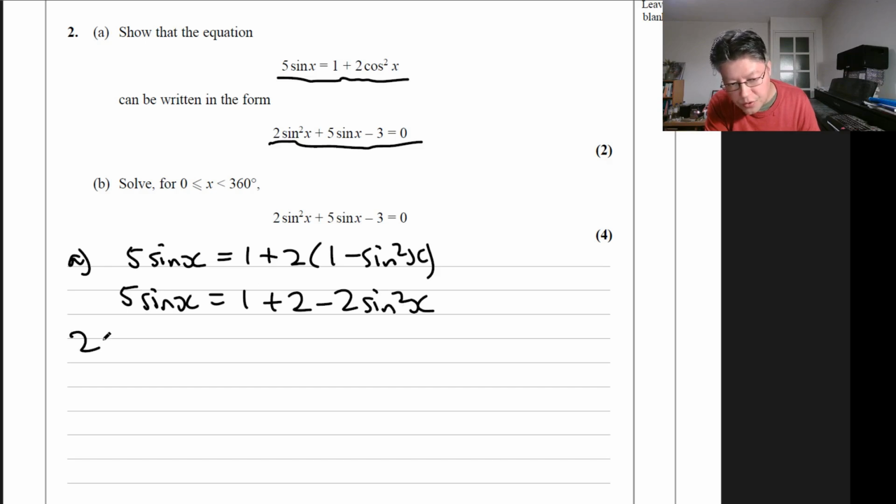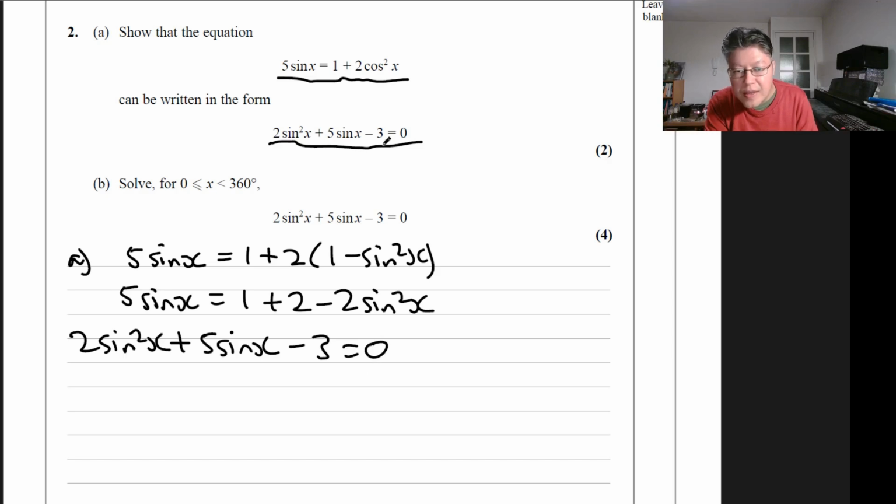So that gives us 2 sin squared x, then plus the 5 sin x, and then we have 1 plus 2 is a 3, and we'll bring that over, it becomes a minus 3 equals 0. And that's part A done.